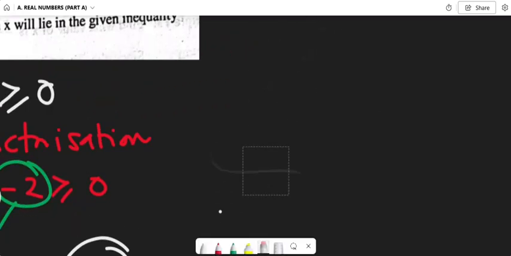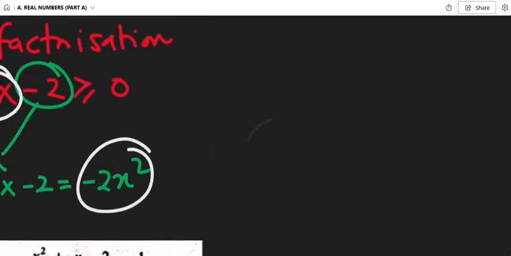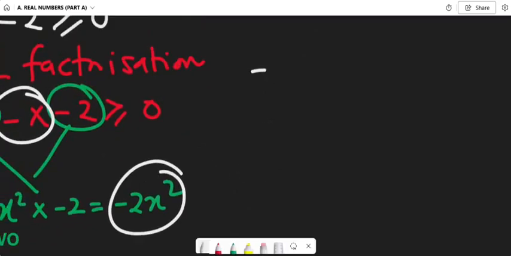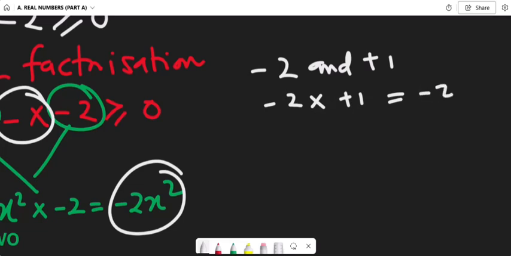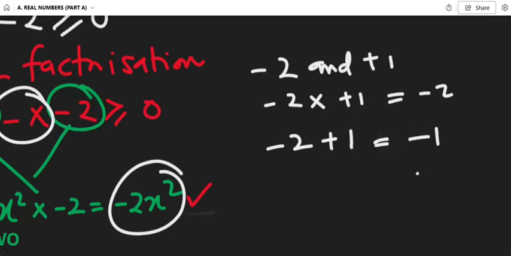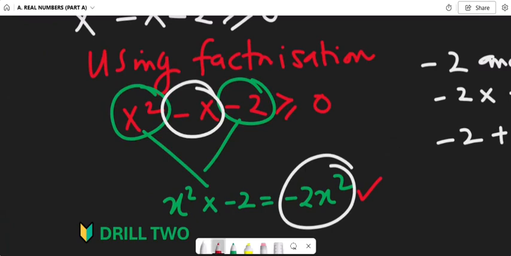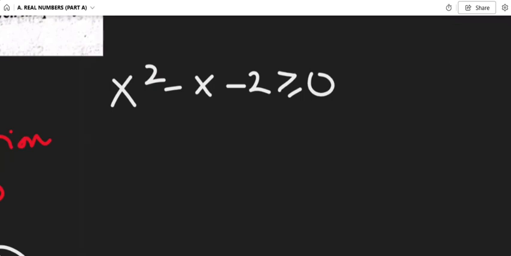Why is it minus 2 and plus 1? When I multiply minus 2 times plus 1, I get minus 2, which is what I have here. And when I add minus 2 plus 1, I get minus 1, which is what I have in the middle term. So the next thing to do is to substitute minus 2 and plus 1 into the middle term for factorization.